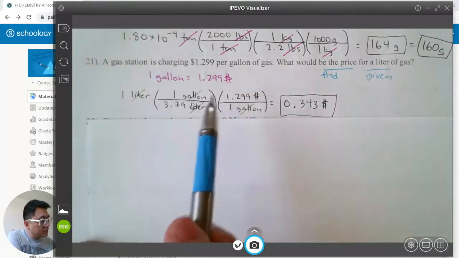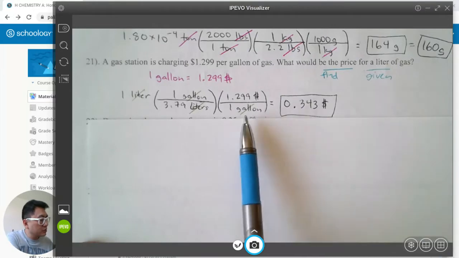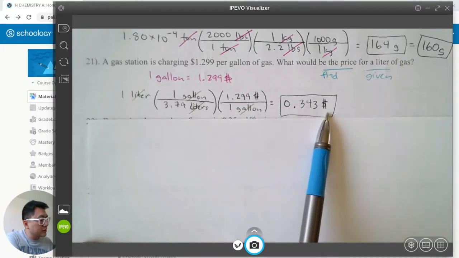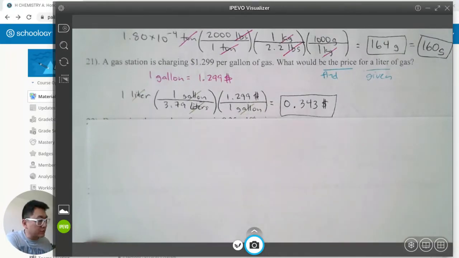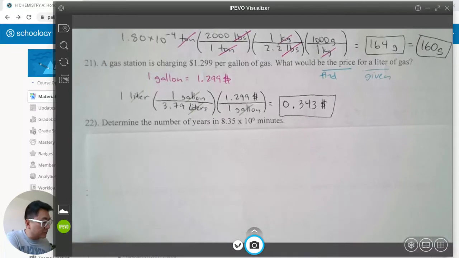Then you know a gallon is $1.299. So the only thing that's left is dollars. Multiply everything on top, divide by everything on the bottom. I got 0.343.